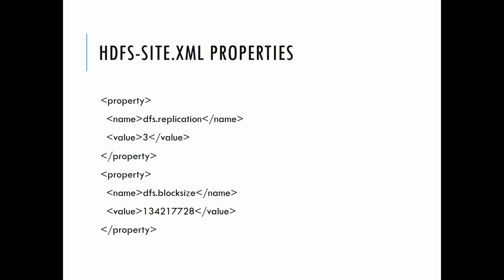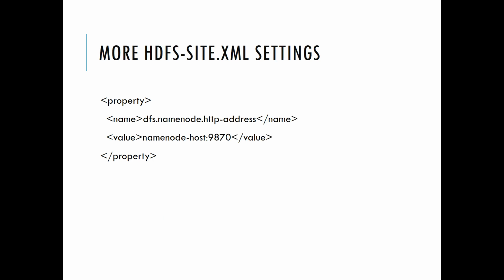dfs.blocksize defines the block size, with a typical value of 134,217,728 bytes, or 128 MB. Other important settings in hdfs-site.xml include dfs.namenode.http-address, which specifies the HTTP port on which the NameNode web UI runs. This is vital for monitoring and administrative purposes.